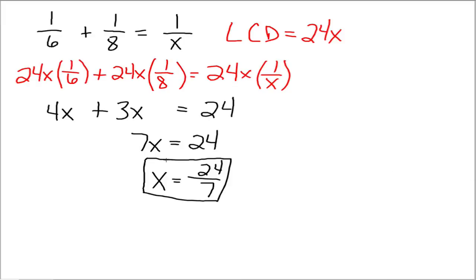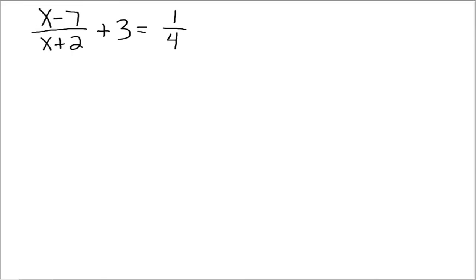Alright, so let's try another one. Let's try x minus 7 over x plus 2, plus 3, is equal to 1/4. Alright, so let's find the least common denominator again. The common denominator, which in this case would be 4 times x plus 2.